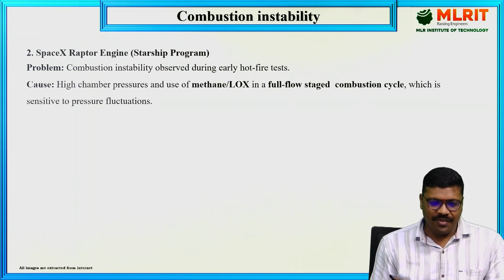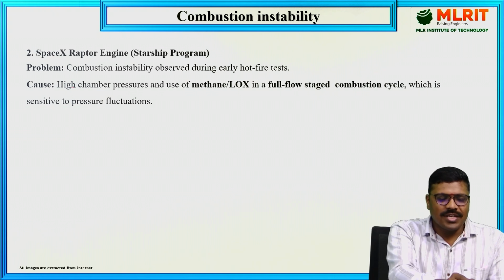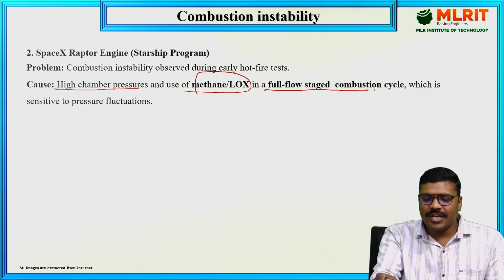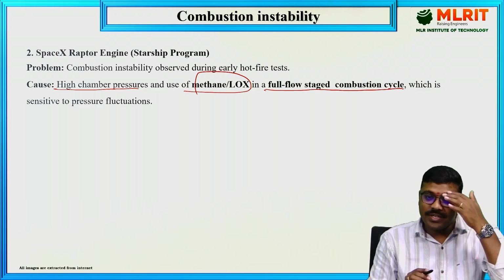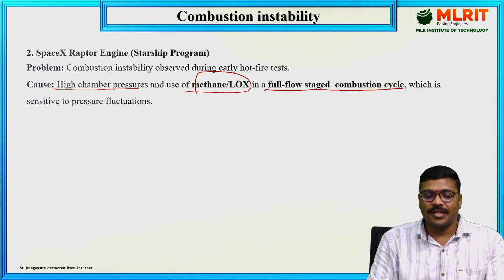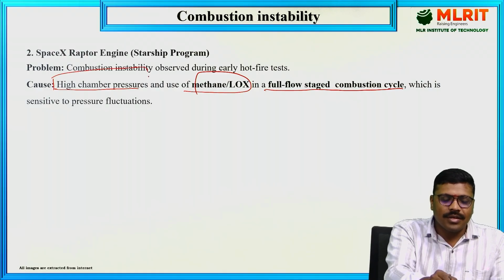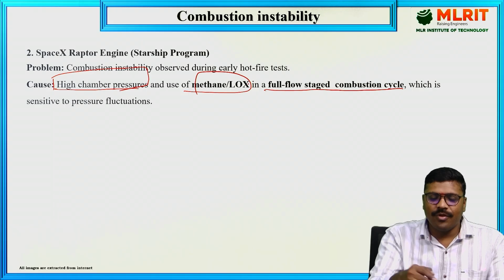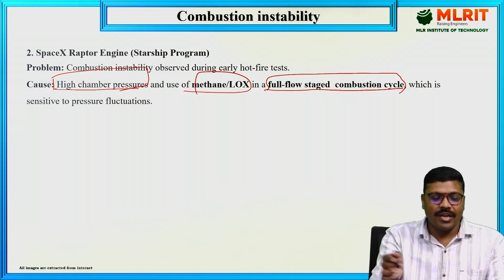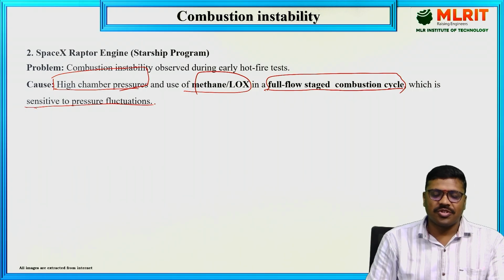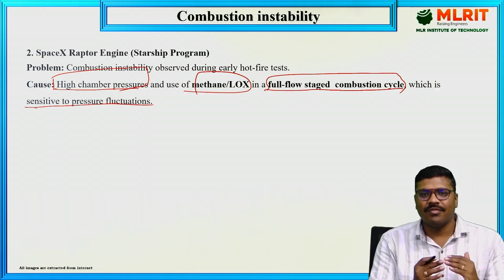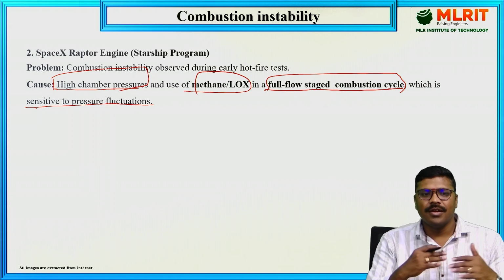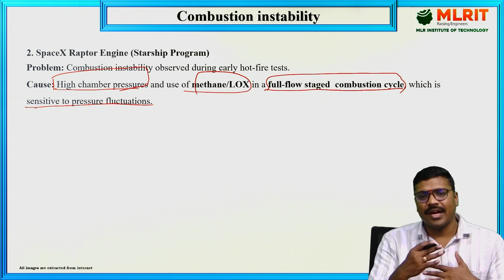The cause of this is high chamber pressure and the use of methane and LOX in a full flow staged combustion cycle. Why this combustion instability arises in the SpaceX Raptor engine is because of the high chamber pressures, and the methane LOX in the full flow staged combustion cycle is sensitive to pressure fluctuations. The methane LOX combination is very sensitive, so the combustion process is very reactive and the pressure fluctuations are more. Instantly the pressure varies.